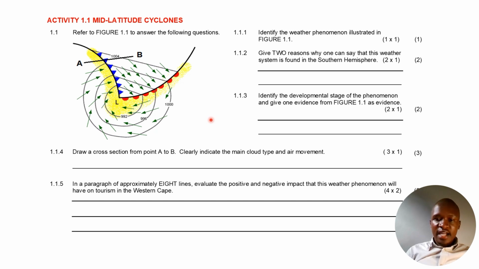1.1.3: Identify the developmental stage of the weather phenomena and give one evidence from figure 1.1, right? Now remember we have the initial stage where the air masses are moving parallel to one another. And then we have the development stage or the wave formation. After the wave formation, that's where we get the mature stage. After the mature stage, we get the occlusion stage. Now, this one is in its mature stage.